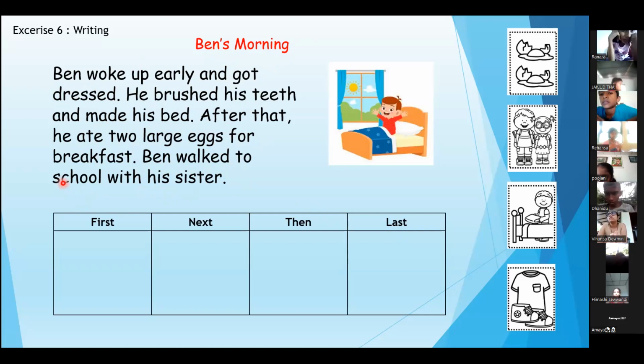Very good. Well done. Okay, now I'm going to read the story again for the benefit of children who didn't follow the story, all right? Ben woke up early and got dressed. He brushed his teeth and made his bed. After that, he ate 2 large eggs for breakfast. Ben walked to school with his sister. So what happened first?